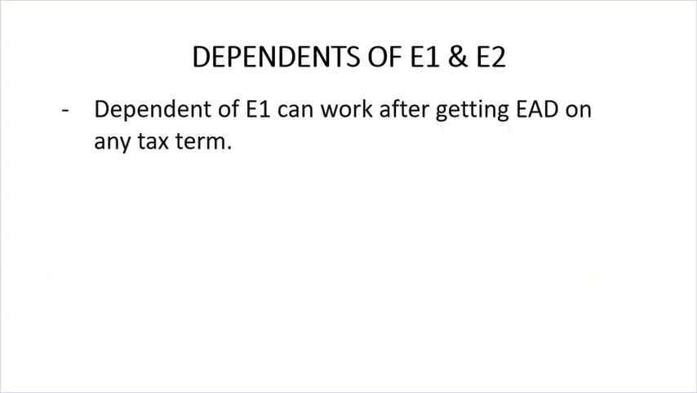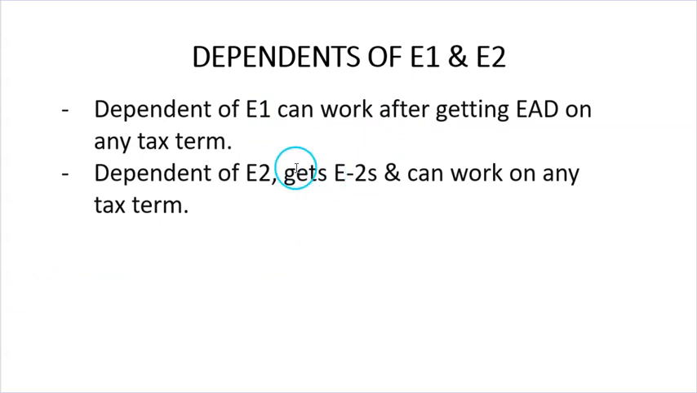As we can work with the dependents of E3 visa holders, we can also work with the dependents of E1 and E2 visas. If a spouse of an E1 or E2 holder goes to the US and applies for EAD, they can be eligible to work for any employer on any tax term. The E1 spouse gets E1 dependent status. The same way, the dependent of E2 gets E2S, and after getting E2S and coming to the US, if they apply for EAD, they can work on any tax term with any employer.